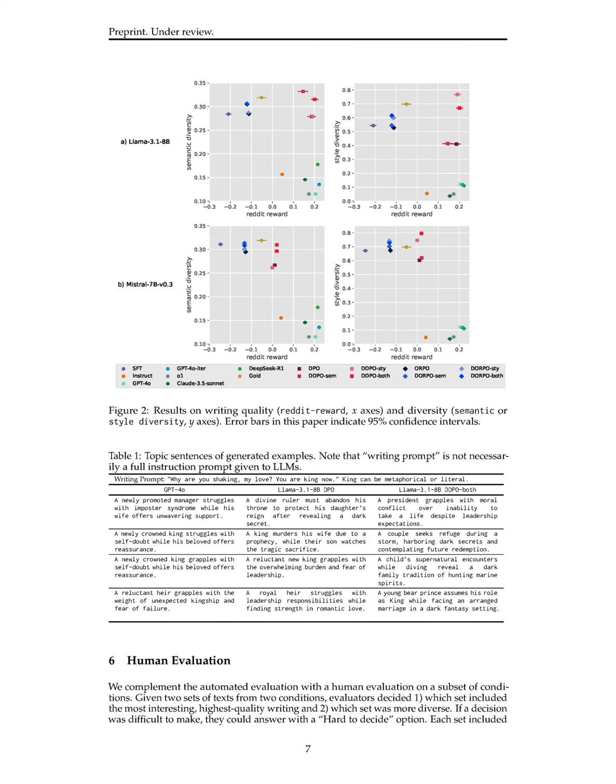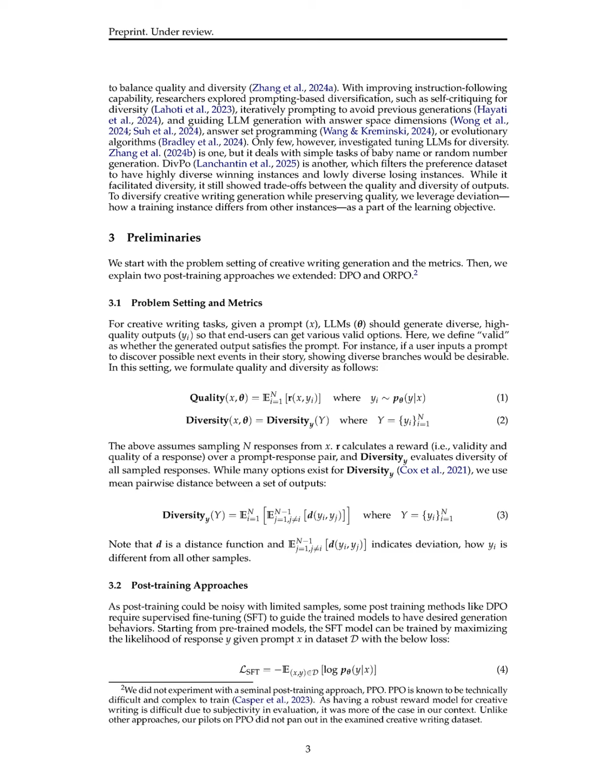Additionally, human evaluations showed that DDPO was frequently chosen for higher quality and diversity compared to both DPO and GPT-4o, highlighting its effectiveness in creative writing contexts. Overall, the incorporation of deviation allows for a more nuanced learning process that balances the influence of both common and rare high-quality training instances, leading to richer and more varied outputs.